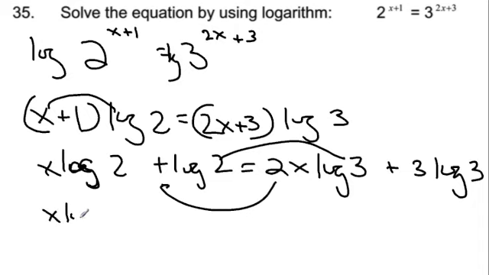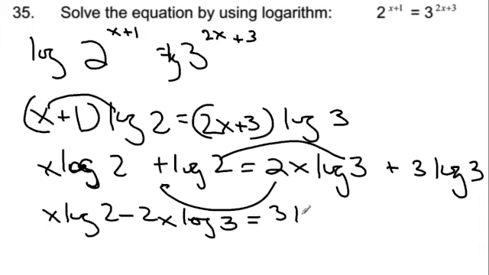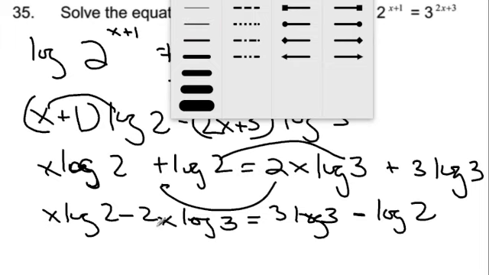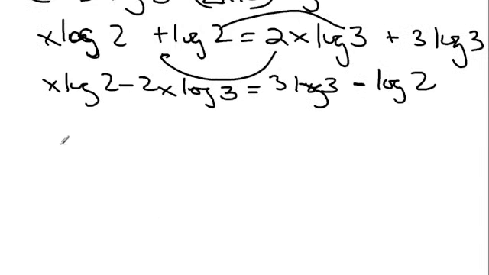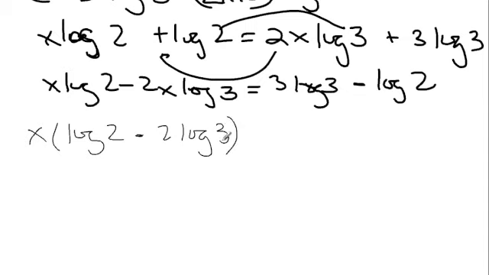So x log of 2 minus 2x log of 3 will be alone. And it's going to be 3 log of 3 minus the log of 2. And let me just thin this line down. It's a little bit too thick for my comfort. And now we're going to work with this. Now, remember how we got this x double situation to be 1 by factoring. So we're going to bring the x out. I'm going to use log of 2 minus 2 log of 3 will be equal to 3 log of 3 minus log of 2.